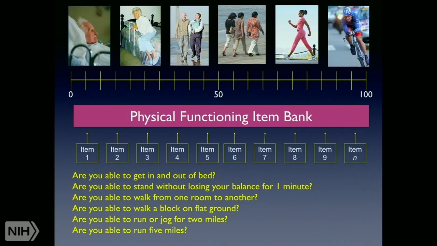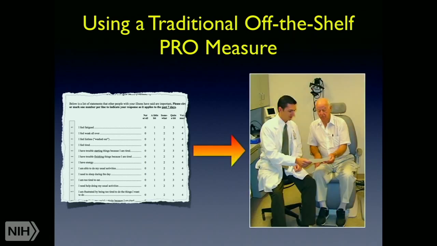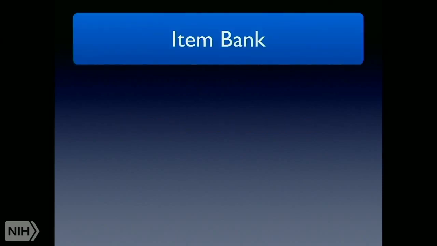Okay, so back to off the shelf. If I just use my traditional off the shelf measure, I take it off the shelf and give it to the patient or send a web link, and they all fill out the same measure and that's it. So it's really easy to figure out what to do. You take the off-the-shelf measure and administer it. It's not as straightforward with an item bank because you've got some decisions. Let's go through those here.